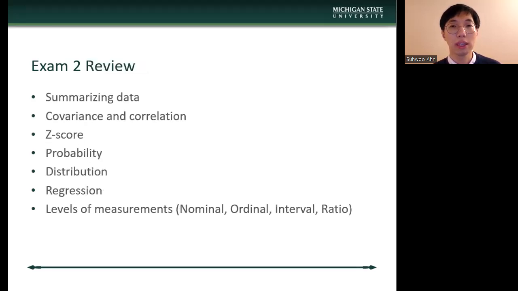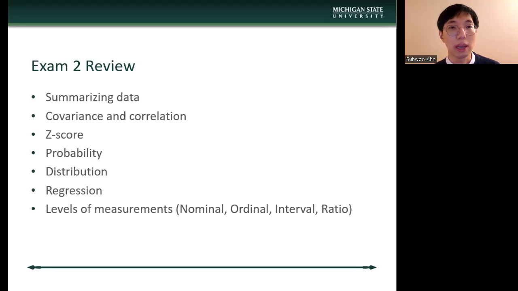Then I'll review exam 2. So first I will talk about how to summarize the data, like mean, mode, median, variance, and standard deviations. And then I will talk about covariance and correlation. And then I'll go to z-score, probability, distribution, and then I will talk a little bit about regression. And finally, I'll review the levels of measurement.